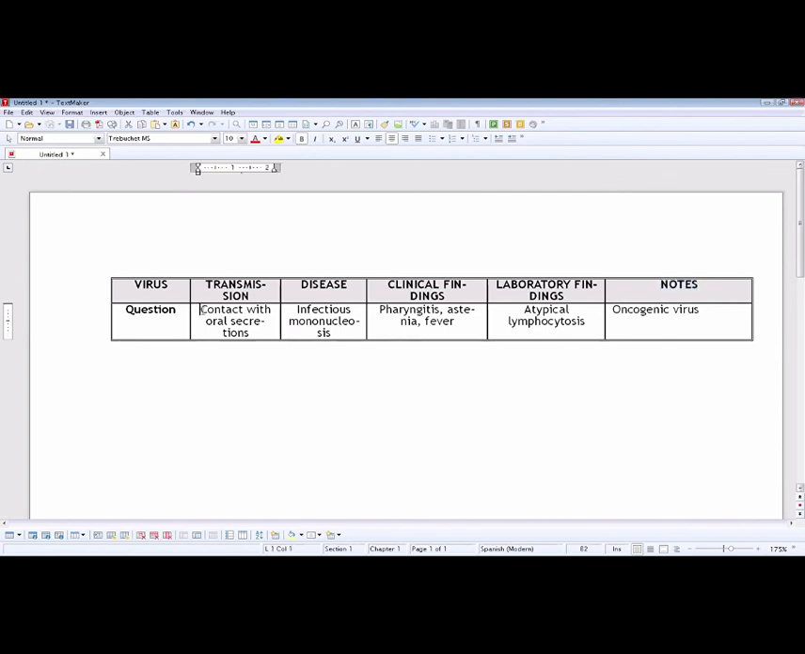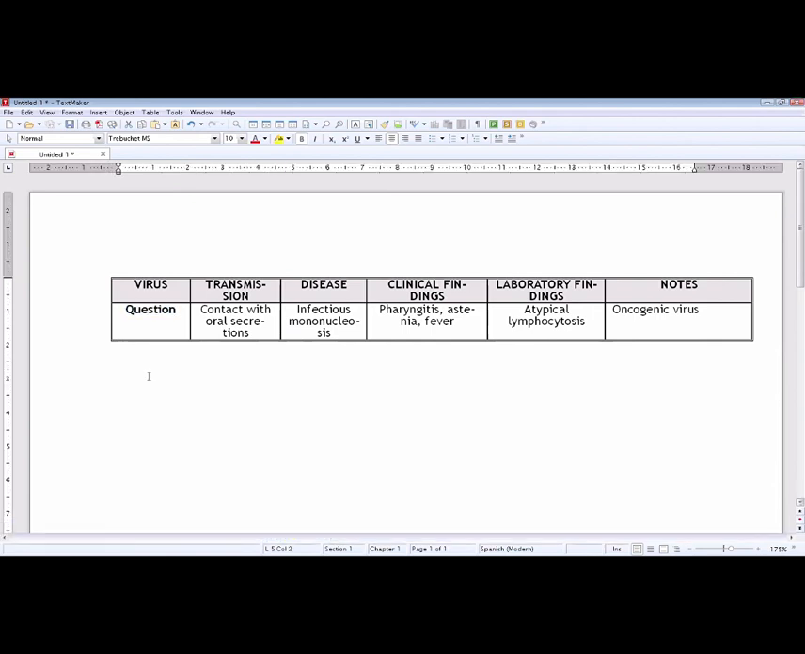Transmission, contact with secretions. Disease, infectious mononucleosis. Clinical findings, pharyngitis, asthenia, fever. Laboratory findings, atypical lymphocytosis, oncogenic virus. And this is the question, okay? So you have to answer the question. In the question, you write answer and you give the answer, okay? Can you please give me the answer to this question?